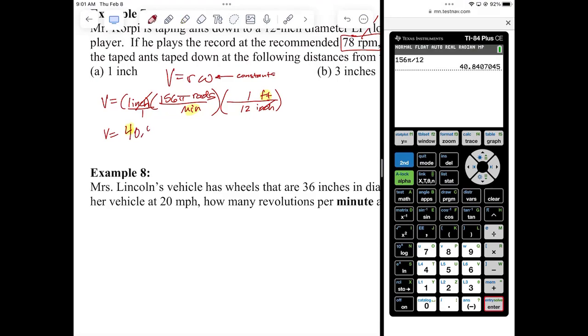I'm a big truncator. 8, 4. Do we need the 0 then if we truncate? Really? I mean, come on, it's a 0. Do we need it? Absolutely, we need it. All right. So that's going to be feet per minute.